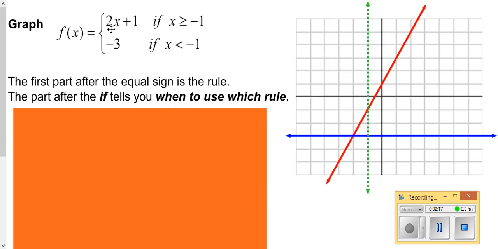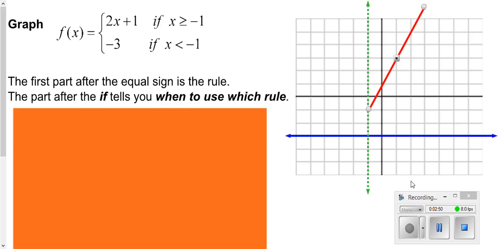As we look here, it says 2x plus 1. We know that that's the red line. It says it only exists when we're greater than or equal to negative 1. So here's our negative 1, greater than or equal to negative 1. That's to the right or to the left? Well, numbers to the right of negative 1 are greater than. So this line right here only exists to the right of that green dotted line. So I'm going to put that in here.